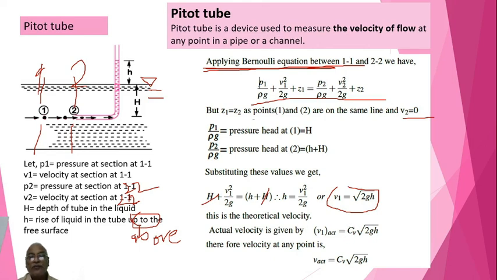The multiplier which will show that reduction in the velocity. So V1 actual is equal to CV root 2gH. This is called the coefficient of velocity. Therefore, the velocity at any point is given by CV root 2gH. What is this H? H is the rise of the liquid in the Pitot tube above the free surface.